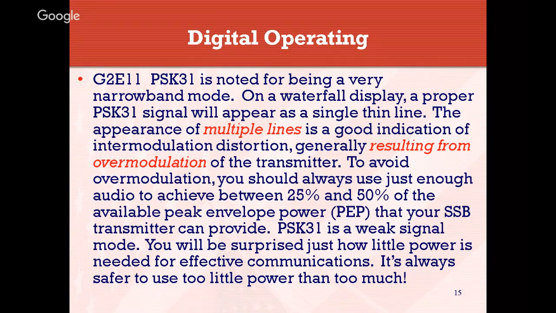So you may want to avoid the overmodulation by turning back your transmitter power, turning back the drive on your audio, and that way you should be able to see a little bit on your display that you are sending correctly. You just want to have just enough audio to achieve between 25 and 50% of the available peak envelope power that your transmitter can provide. PSK31 is a weak signal mode, but you will be surprised just how little power is needed for effective communications.